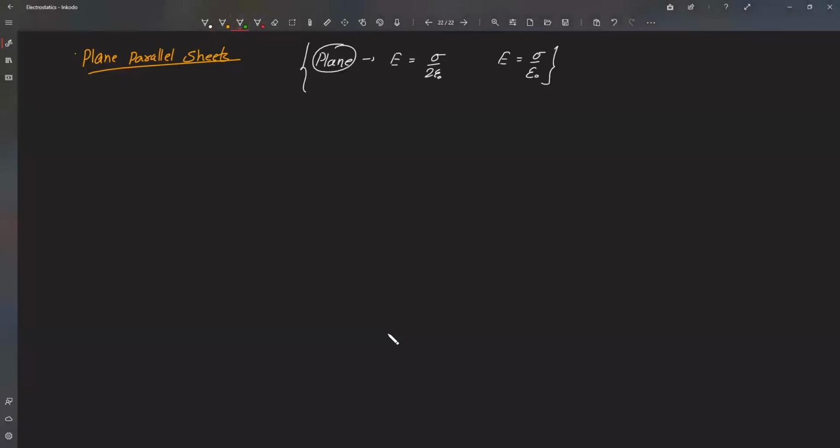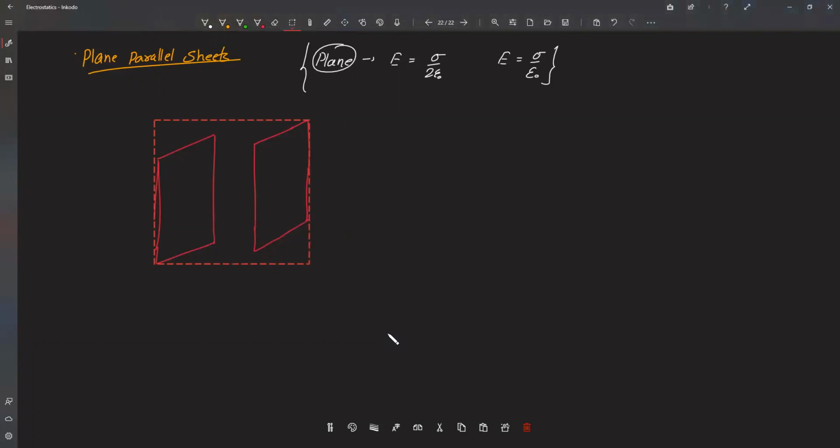Now what if you have two such plates? Let's say a plate here and another plate here, and they are kept parallel to each other. So if that is the situation, now if you have two charged plates, let me copy this first because we need it in different scenarios.